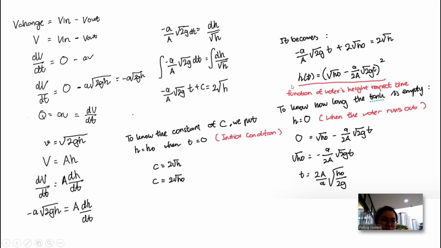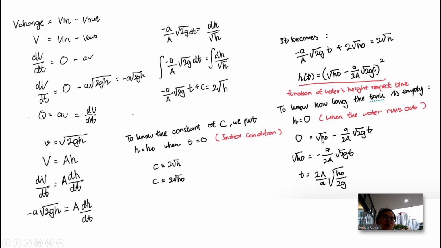After that, the function of H becomes like this. So this is the function of water with respect to time. So how do we know how long the tank takes to empty? The tank is empty when H is equal to 0, when the water has run out. So the function of H is equal to 0, and it becomes like this.